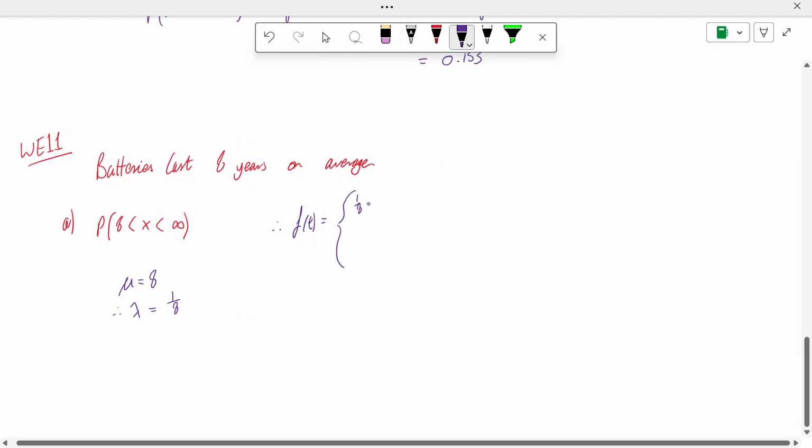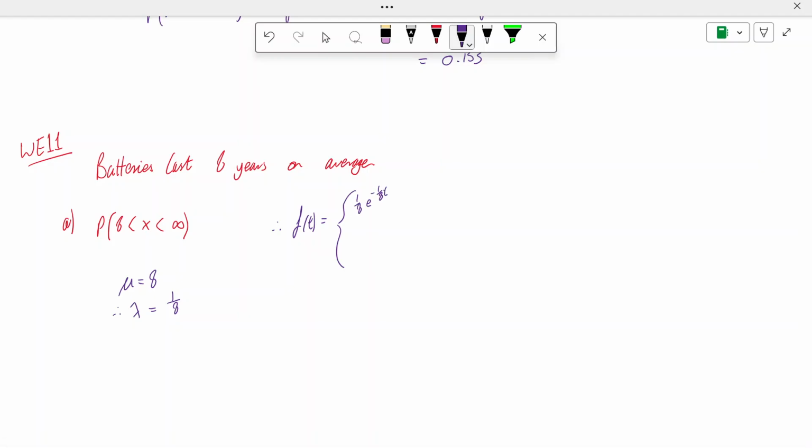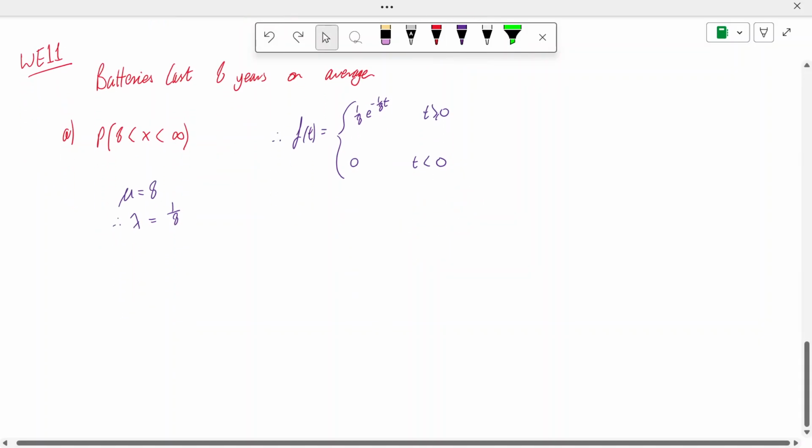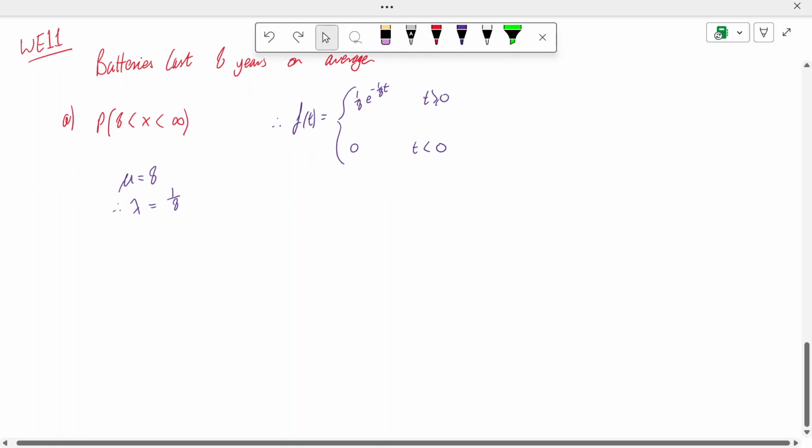One on 8 e to the negative 1 on 8t when t is greater than or equal to 0, and 0 when t is less than 0. Again, a bit of a formality, but the key thing here is really this function. That's the most important part. So now that I've got my function, I'm ready to work out my probability.